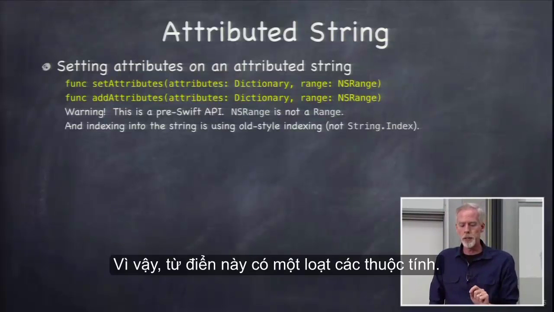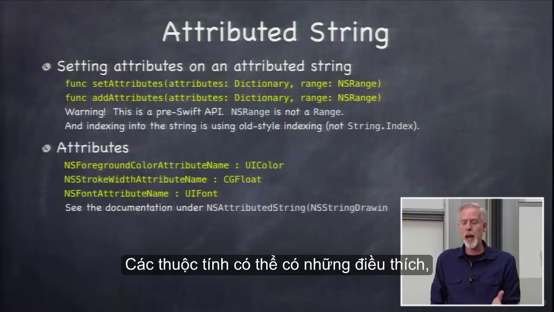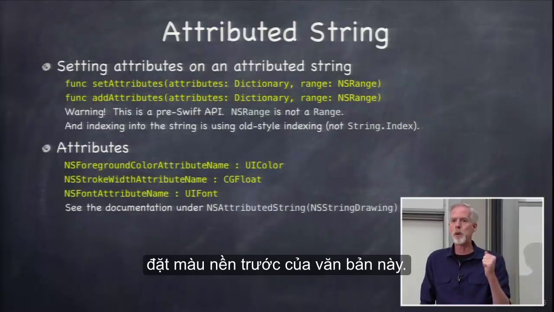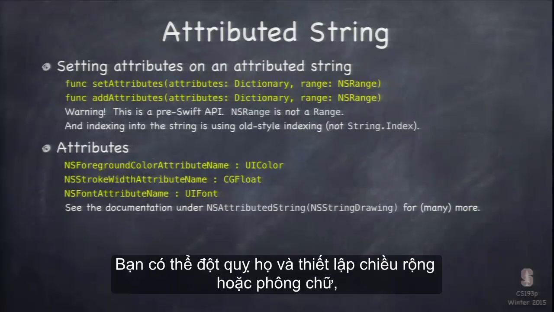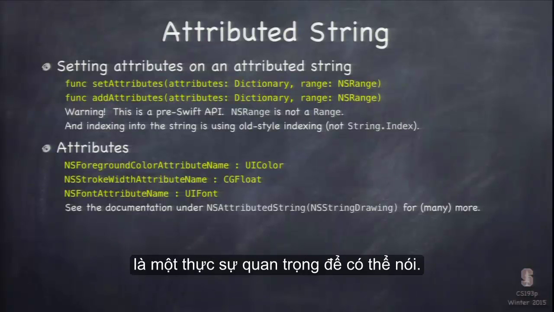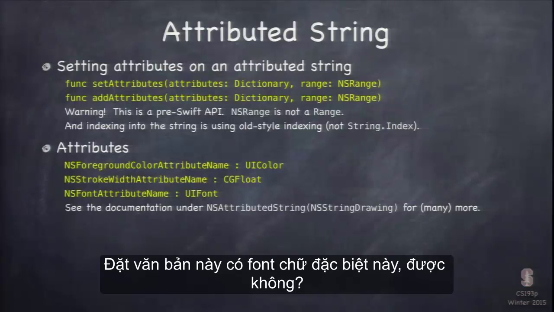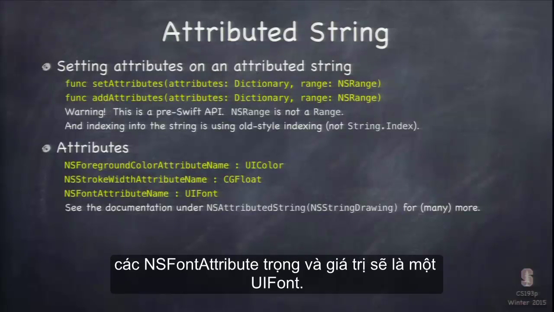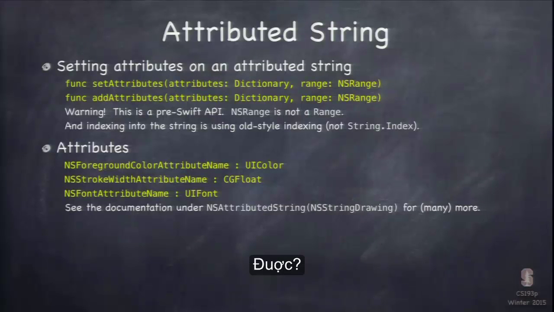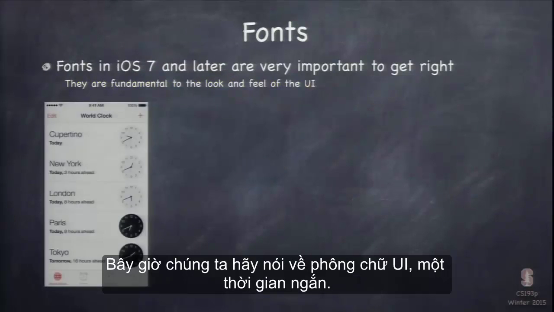Okay, so this dictionary has a bunch of attributes. The attributes can be things like set the foreground color of this text. Okay, set the stroke width. Because remember, text is just paths. You can stroke them and set the width. Or the font is a really important one to be able to say: set this text to have this particular font. And so you just set a dictionary that has the key NSFontAttributeName, and the value would be a UIFont. Now let's talk about UIFonts briefly.